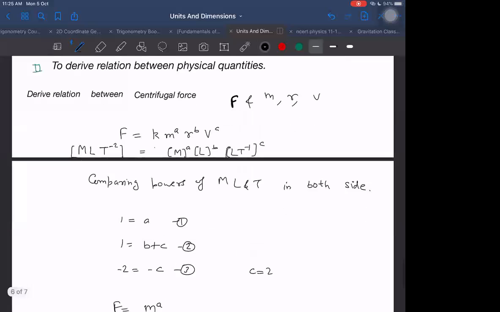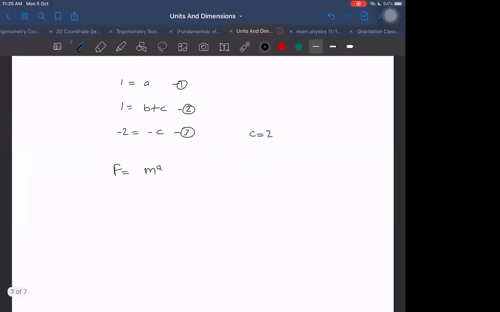C is 2, sir. C is 2, sorry. Then it becomes m into V square. You already know what it will become. Sir, m into V square, and K? K is dimensionless, I told you already in the beginning only.